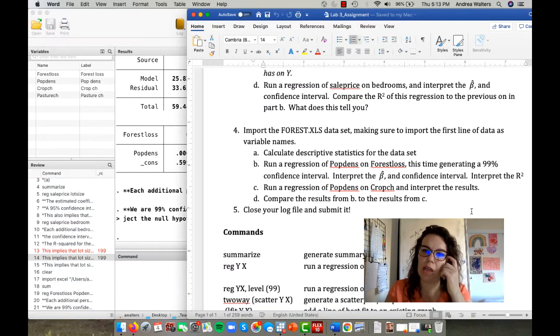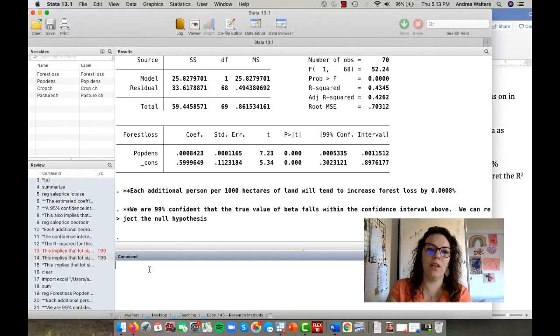And then we want to go ahead and interpret the R-squared. And again, remember, the R-squared is talking about the model. And this is the model. When we add in other explanatory variables, they'll pop in here, and that'll be part of the model. But the model is basically everything on the other side of the equal sign from y. And that's what's explaining variation in y. So our model tends to explain 43.45% of the variation in forest loss.